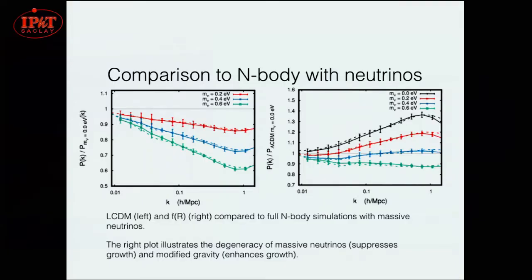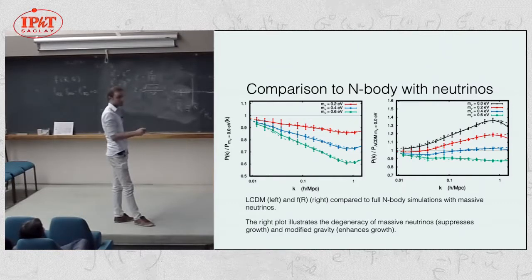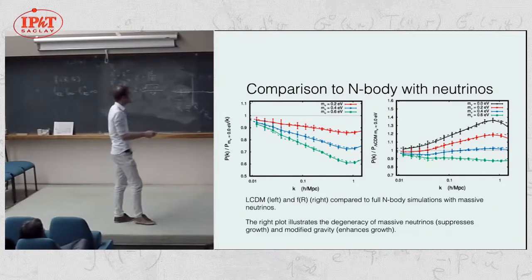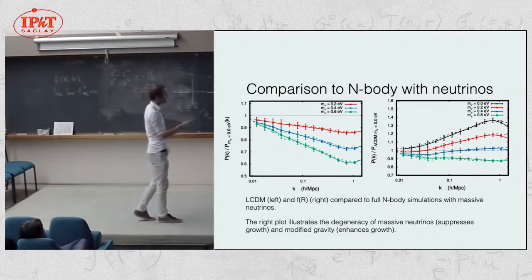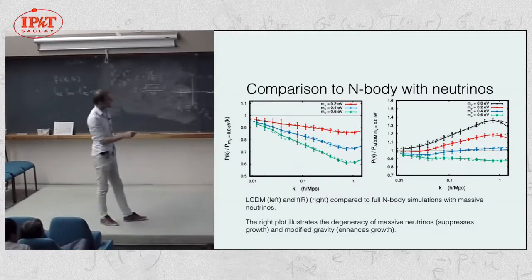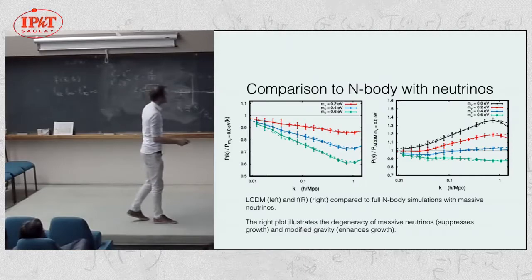And here's just some results we have from implementing this in our COLA code, where here you have the power spectrum for a cosmology with massive neutrinos relative to a cosmology where the neutrino mass is 0. And we have compared this to full n-body simulations. And it seems to work pretty well. We are able to get really accurate results. And we get the same type of agreement when you combine simulations of both massive neutrinos and modified gravity.